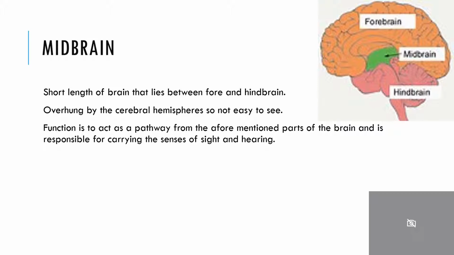The midbrain is a short length of brain that lies between the fore and hindbrain. It's overhung by the cerebral hemispheres, so it's not so easy to see. Its function is to act as a pathway from the aforementioned parts of the brain and is responsible for carrying the senses of sight and hearing.